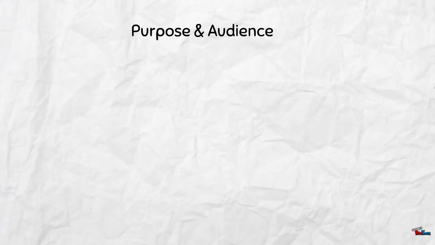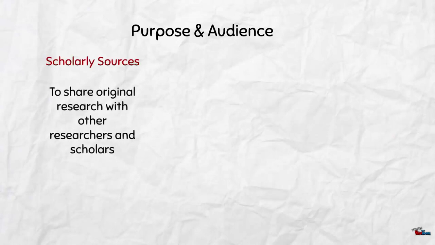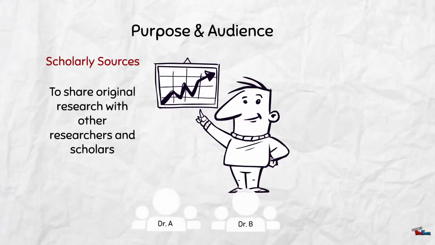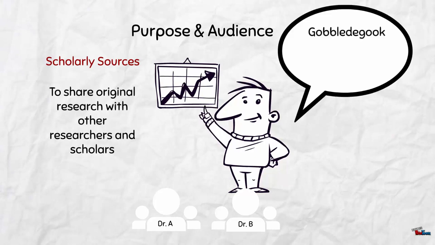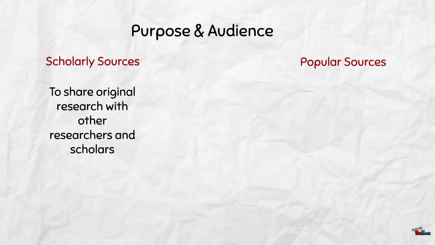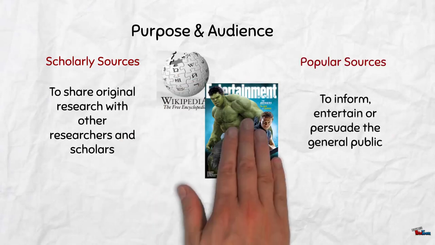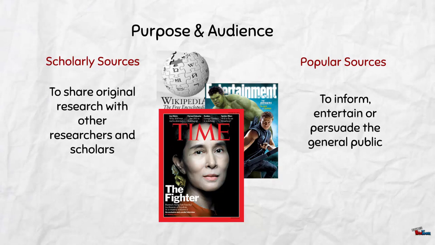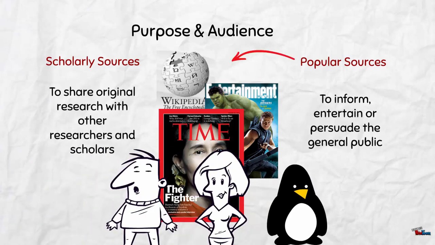Scholarly and popular sources also serve different purposes for different types of audience. Scholarly sources aim to share original research with other researchers and scholars, and they often contain technical jargon and specialized vocabulary. Popular sources, in contrast, are usually written to inform, entertain, or persuade the general public, so they tend to use everyday language accessible to all types of readers.